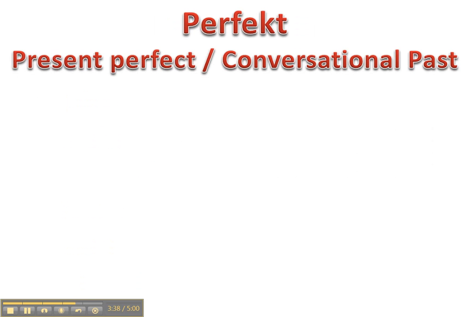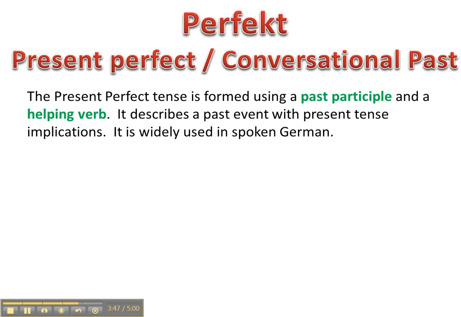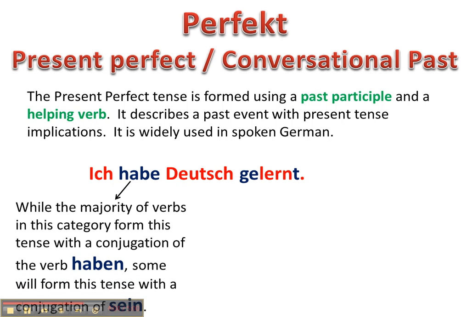Okay, so the last tense we're going to look at here with weak verbs is the perfect, or in English we call it the present perfect. It's also referred to occasionally as a conversational past. The present perfect tense is formed by using a past participle and a helping verb. It describes a past event with present tense implications, and this is widely used in spoken German. For example, ich habe Deutsch gelernt. While the majority of verbs in this category form their tense with a conjugation of the verb haben, some will form this tense with a conjugation of the verb sein. So your helping verb in this tense can be haben or sein, and for more information on that, you'll want to check out our video on that.